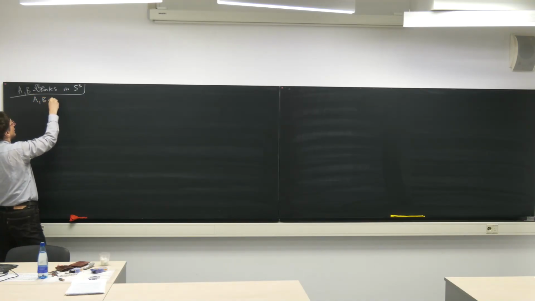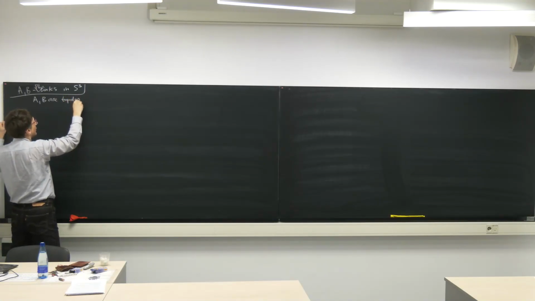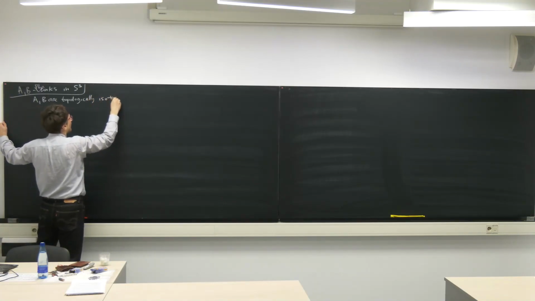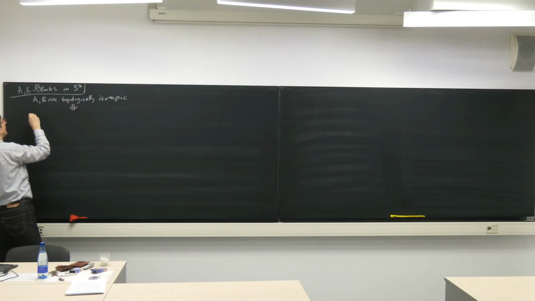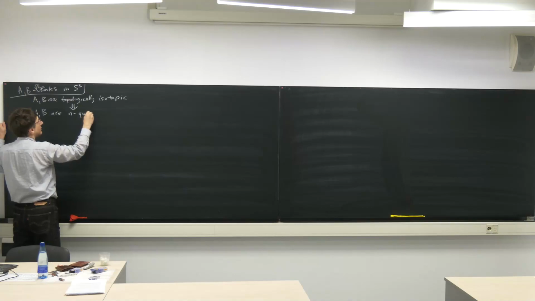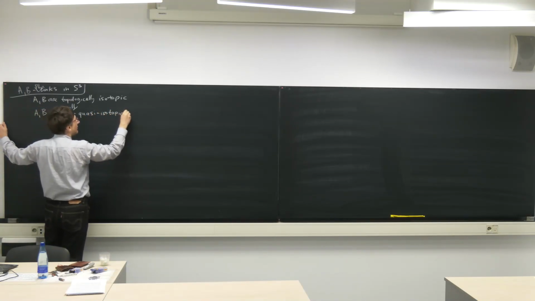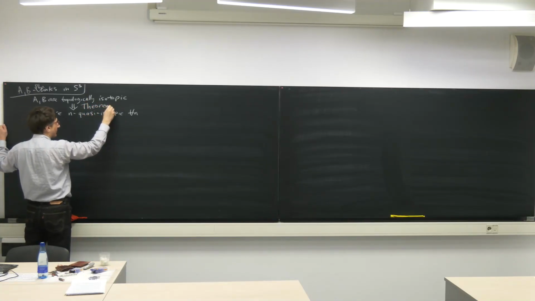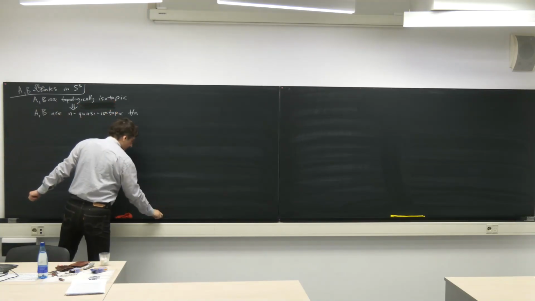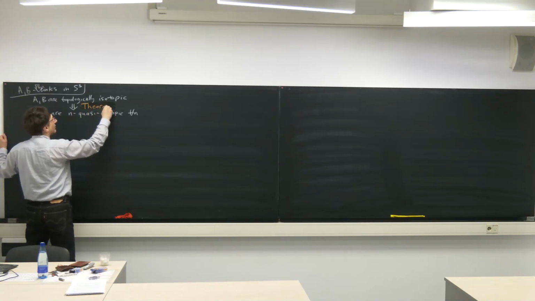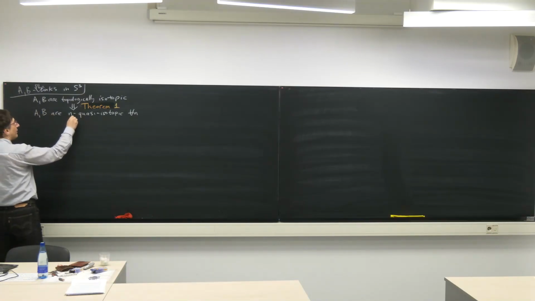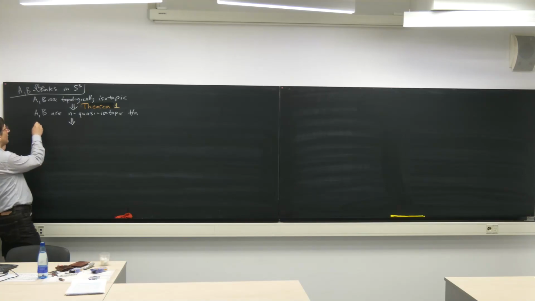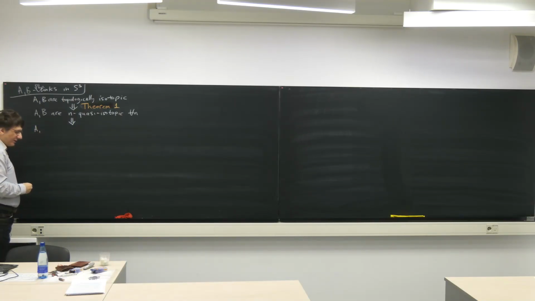If A and B are topologically isotopic, then A and B are n quasi-isotopic, rho n. I think this was called theorem 1. This was in the first talk. And then I proved that if A and B are n quasi-isotopic, then they are not separated by type n invariants.